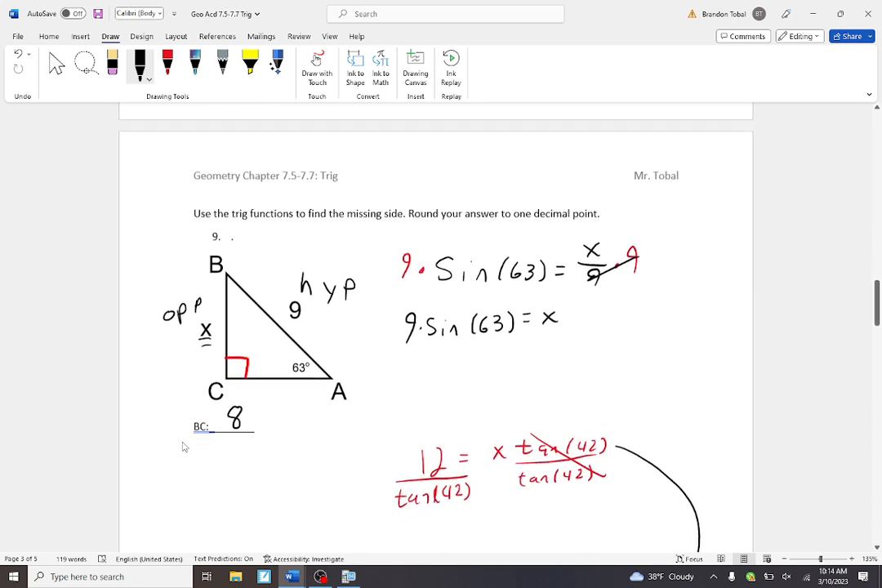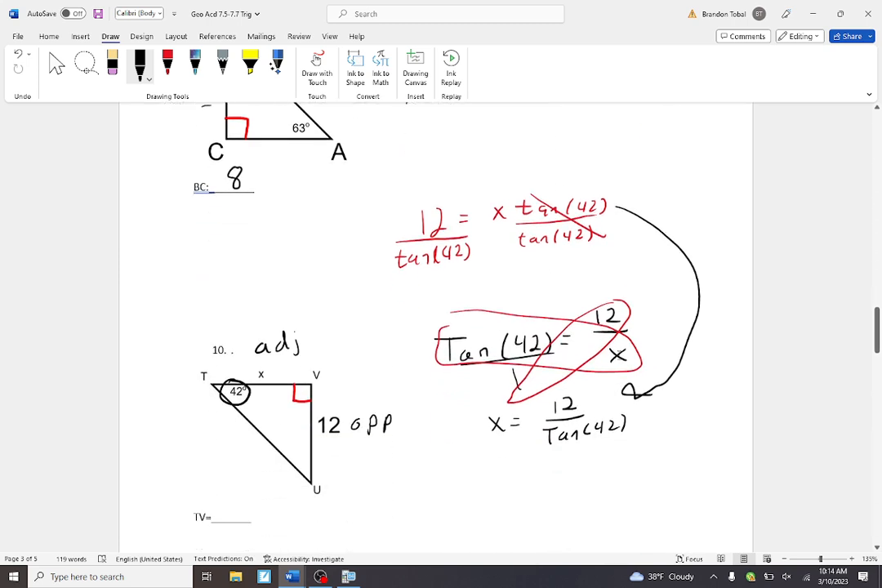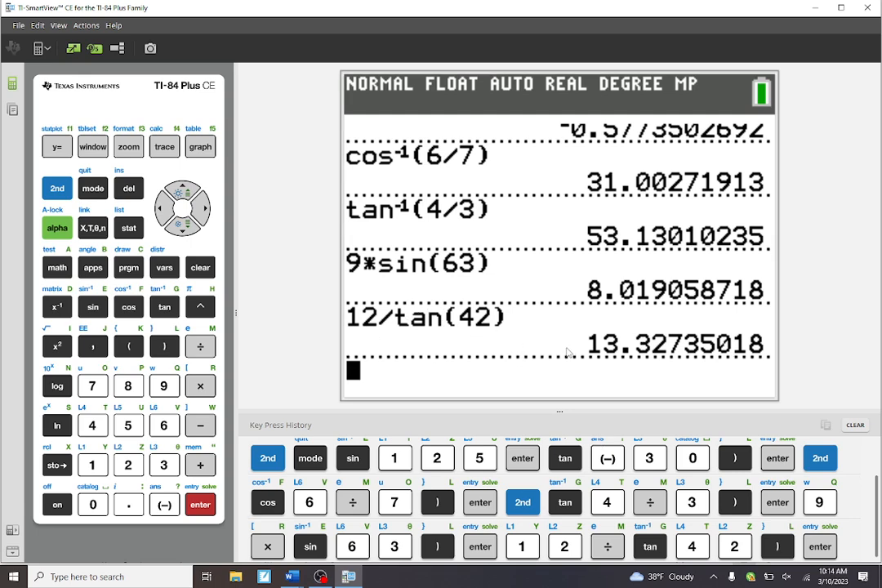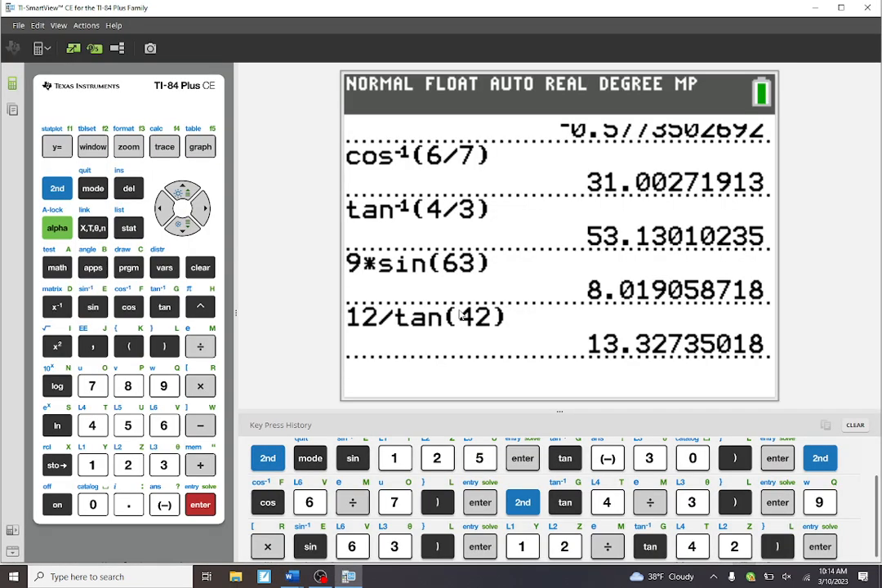Before it was x over 9, which means what I do on both sides is multiply by 9. That solves my problem, x is by itself. In this situation, x is on the bottom, so I have to follow the rule. So I do 12 divided by tan 42, which looks like 13.3. So if your x is 12 divided by tan 42.